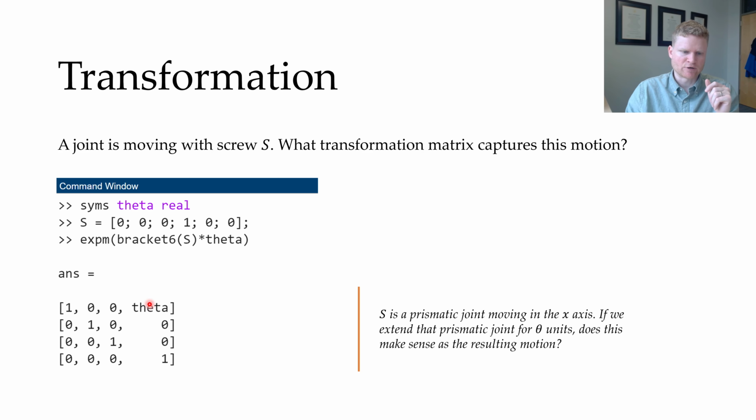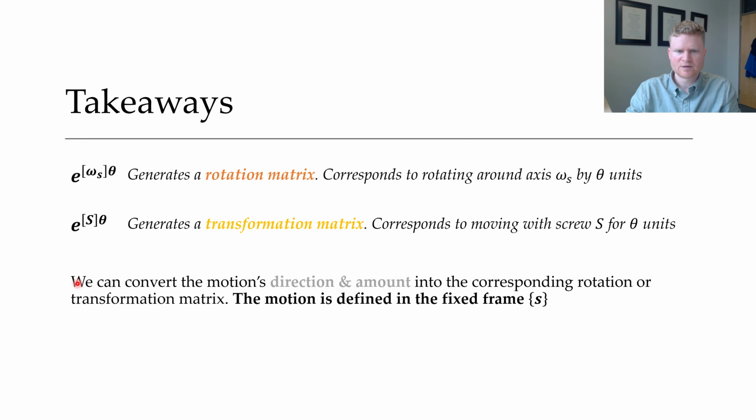Then for the position vector, I've got theta units along the x-axis, 0 in y and 0 in z. Well, that makes sense because I defined this as a prismatic joint that is lined up with the x-axis. So when I move it by theta units, I should be moving by theta units along the x-axis, making this transformation matrix. Cool. So the main takeaways.